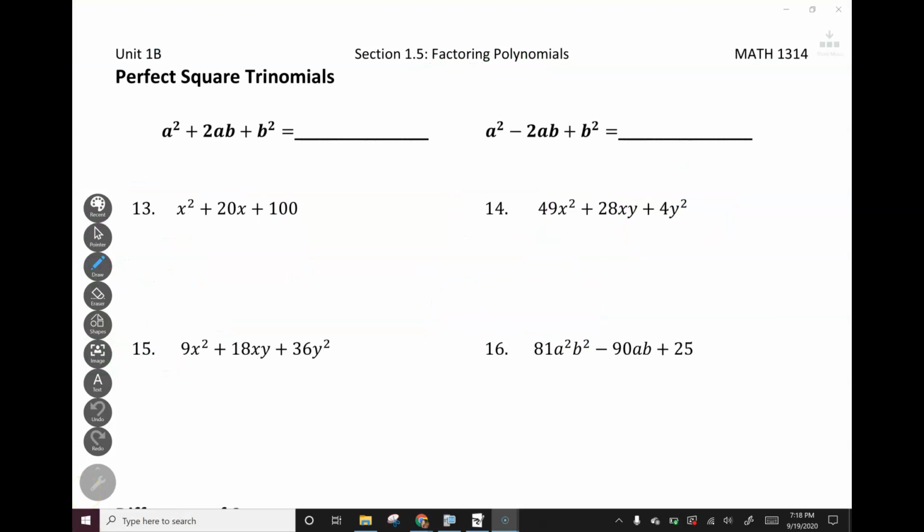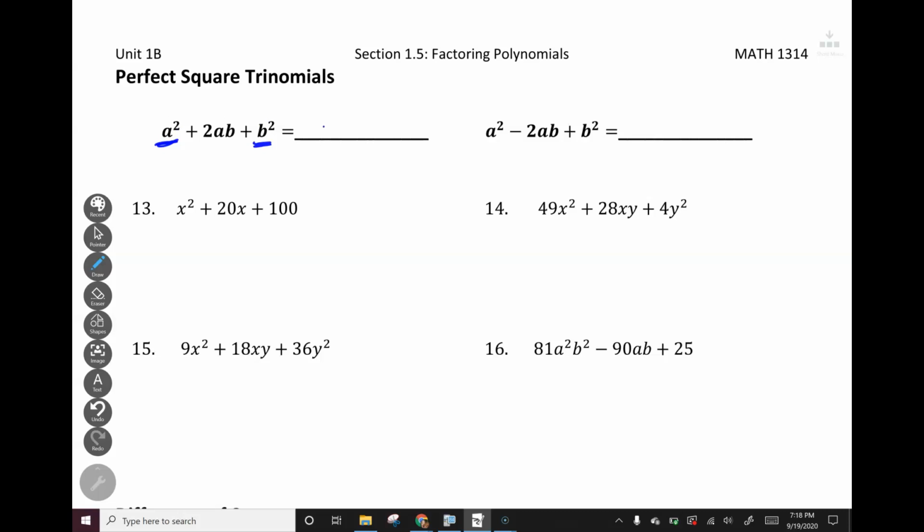This is the last section that we'll do today. It's our perfect square trinomials. So if you see a trinomial of this form, basically where the first term is a perfect square and the last term is a perfect square, and then the middle term, what will end up happening is there'll be 2 times a times b, 2 times the square root of the first term times the square root of the last term.